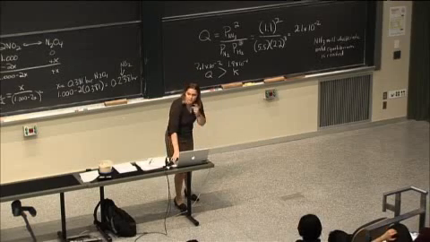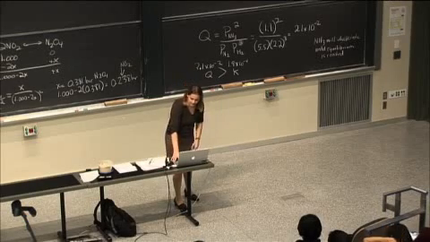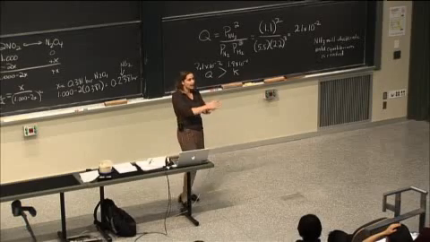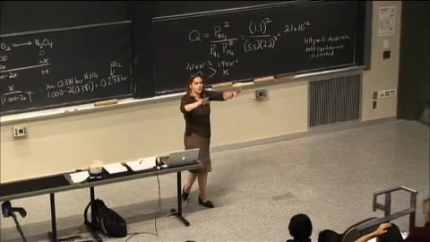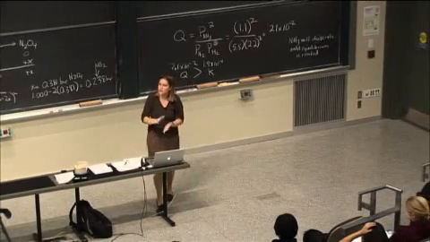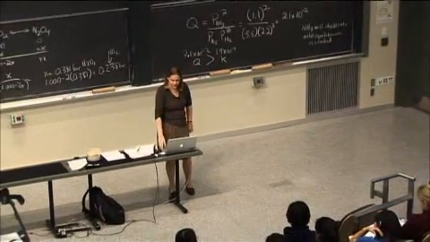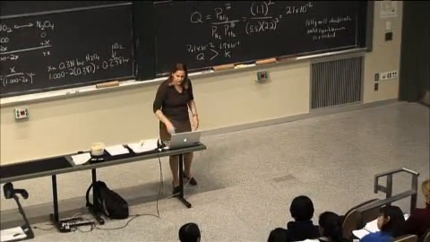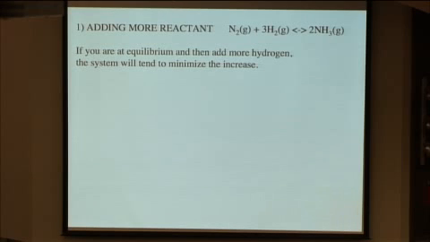All right, so let's think about this. Let's think about this in terms of the math as well. If you want to stick with the math, that's OK. You can think about calculating delta G's here. So if you're at a system in equilibrium and you add more hydrogen, the system will respond to minimize that increase. So it's going to make more product.